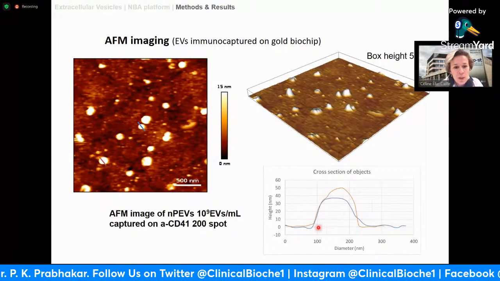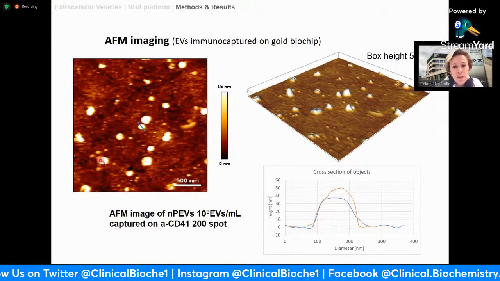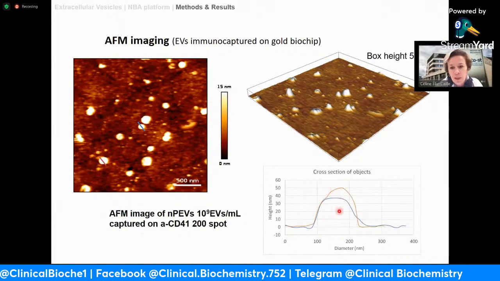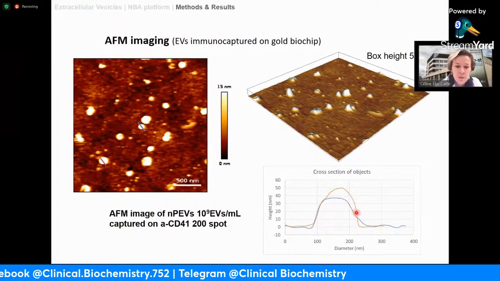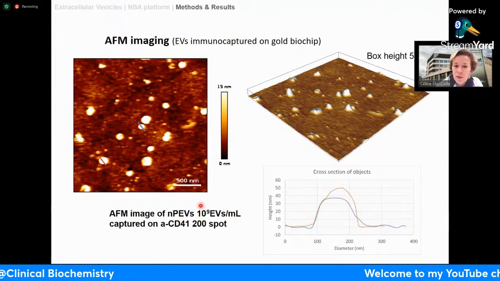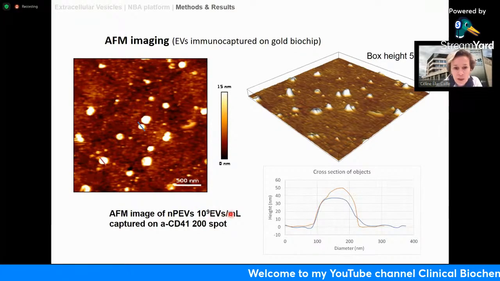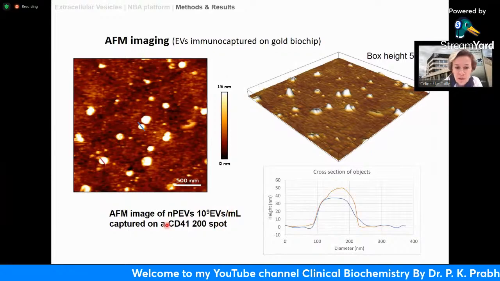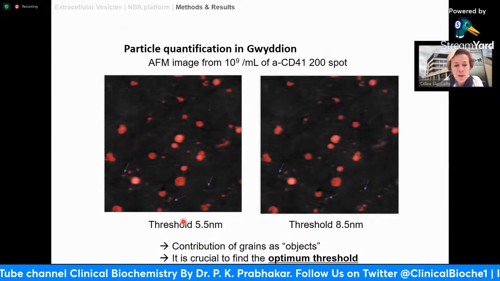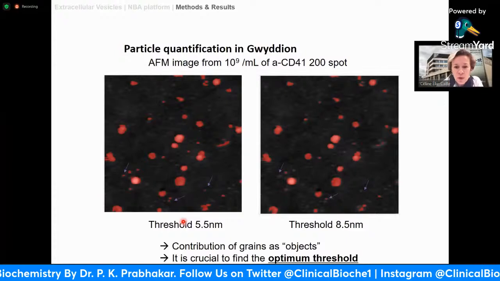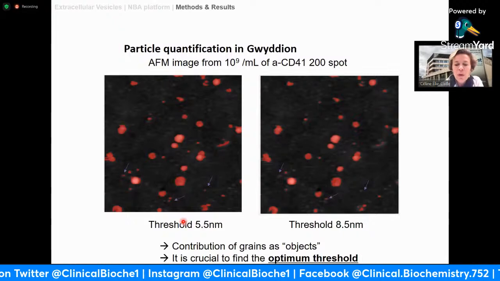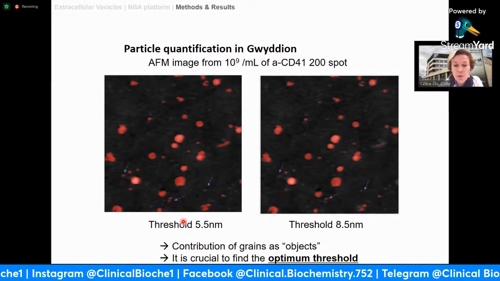And here you see the profile section of two of those vesicles, showing 40 to 50 nanometers in height and 100 to 150 in width. This corresponds to platelet-derived EVs injected on the system at 10 to the power 9, captured on a certain specific antibody. So based on that, we of course, as I told you, decided which threshold to use in order to count only vesicles and not the background coming from the rough substrate.